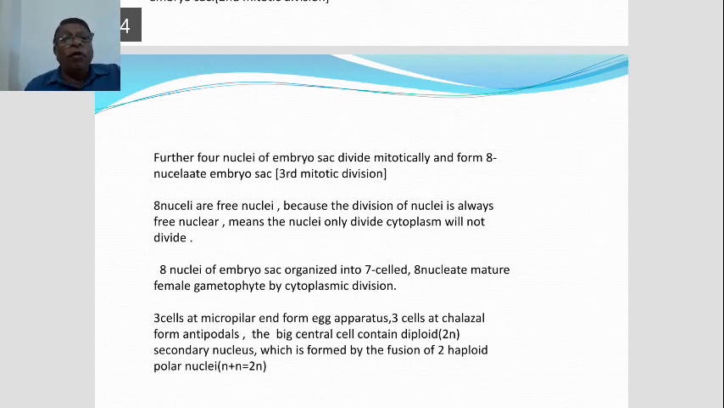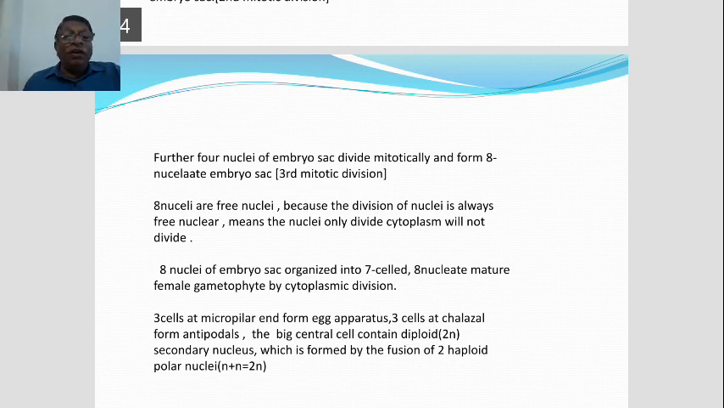Further, the 4 nuclei of the embryo sac divide mitotically. It means one more mitotic division takes place and forms an 8 nucleate embryo sac. Third mitotic division. The 8 nuclei are free nuclei. Free nuclei means not surrounded by the cytoplasm.